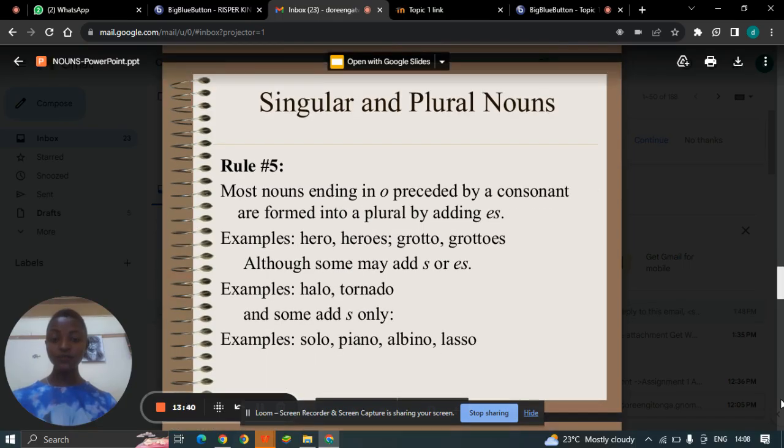So rule number 5: most nouns ending in o preceded by a consonant are formed into plural by adding es. For example, hero: the word ends with o preceded by a consonant, so you add es. Hero, heroes. Maybe tomato, tomatoes, you add es.